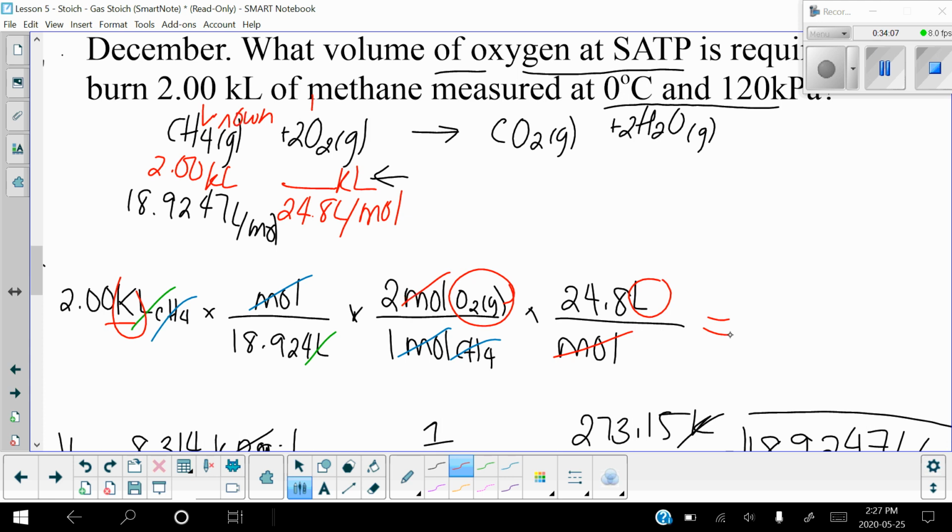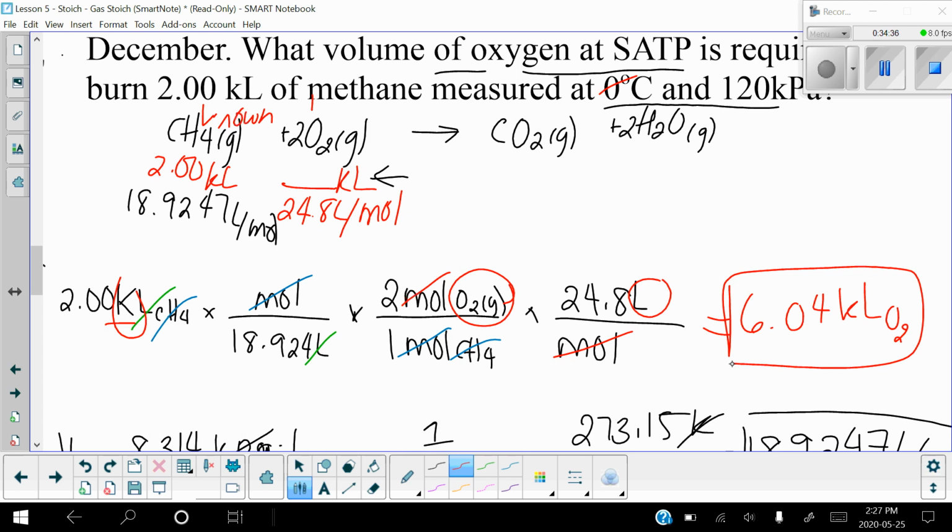Once I plug this in, I round this to 3 significant digits. Yeah, that 0, we're going to let that one slide. It should technically be 0.00 degrees Celsius, but for the sake of this, trust me, and let's just round it to 3 significant digits. 6.04 kiloliters of oxygen.